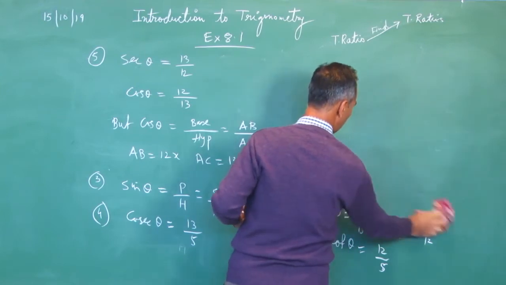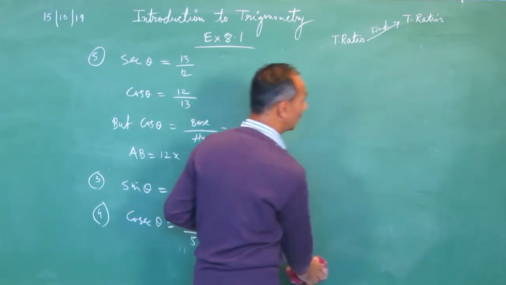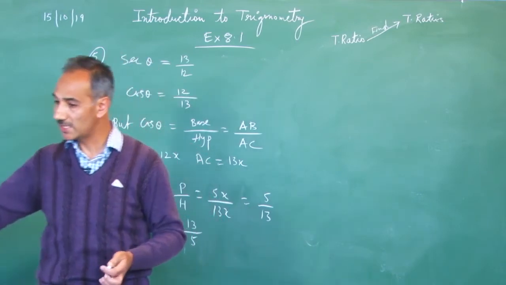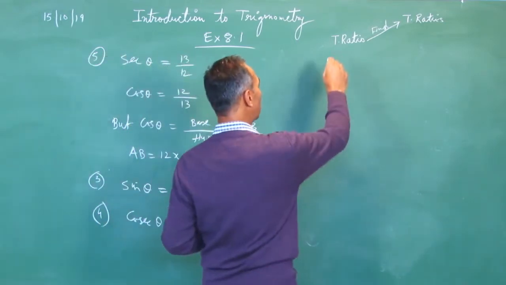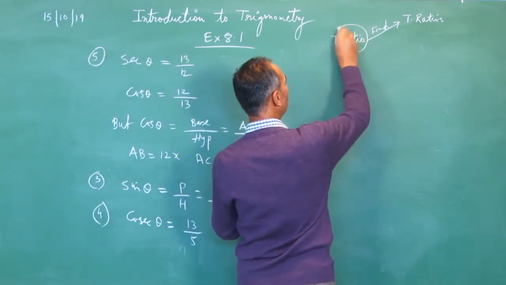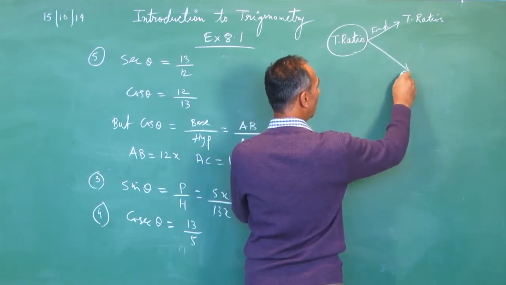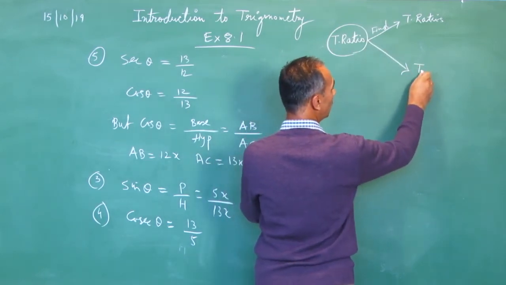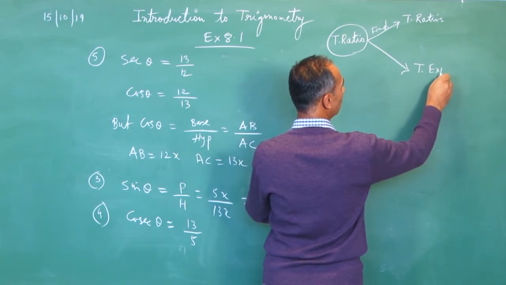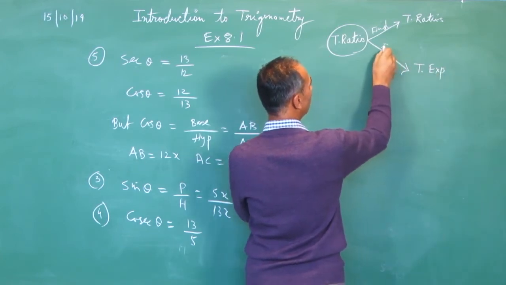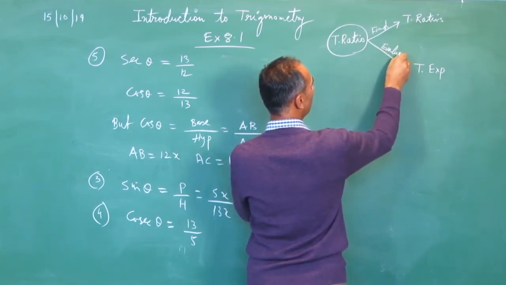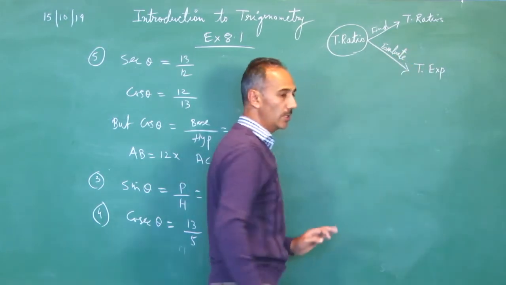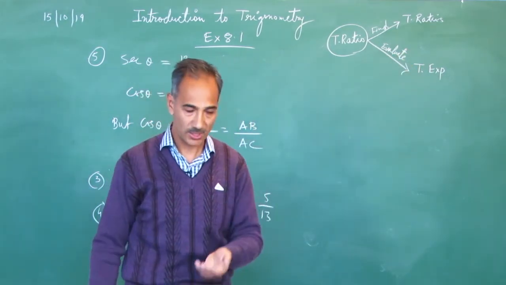A single t ratio given. Okay, sir, we found the remaining t ratios. What else? Again, a single t ratio given. With that, I will be asked to evaluate t expressions. T expression to evaluate. What is a t expression? It's a trigonometric expression. I will explain that.